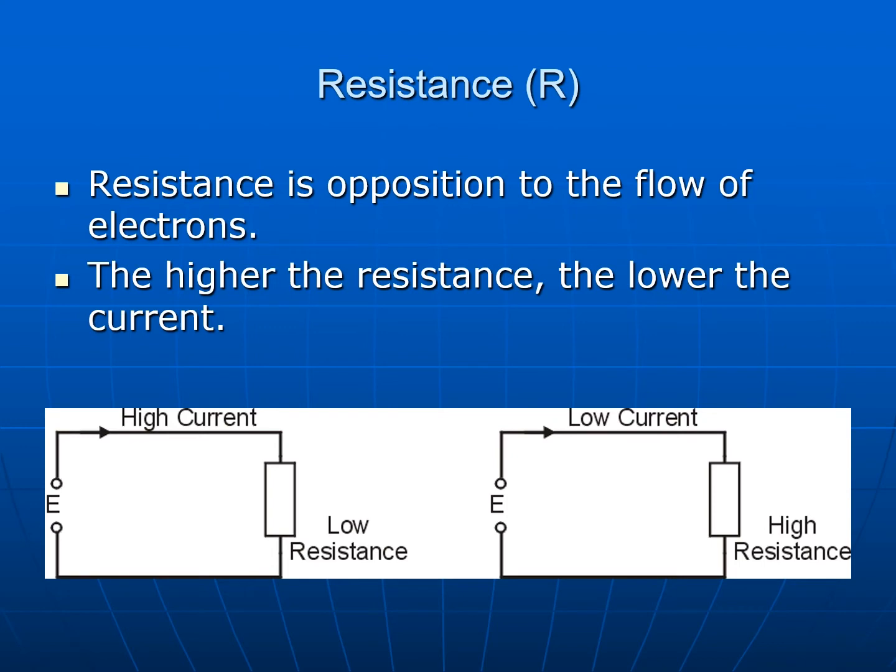Let's do a review on resistance. A resistance is an opposition to the flow of electrons, and the higher the resistance is, the less the current that we have. That does not change whether we have an AC or a DC circuit. Resistance will always be the physical opposition to current flow.